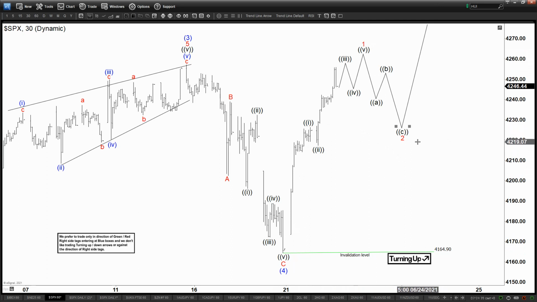So again, with the indices, with the market making new all-time highs, there's no need to speculate about a major top or anything like that, and therefore this looks to be the most logical way to do it, the more aggressive view. Once we break above here, it will be bullish against 4164. Okay, so that's the update for today.